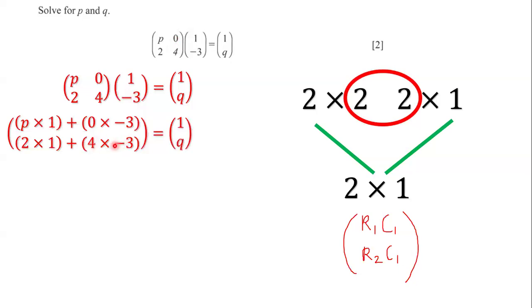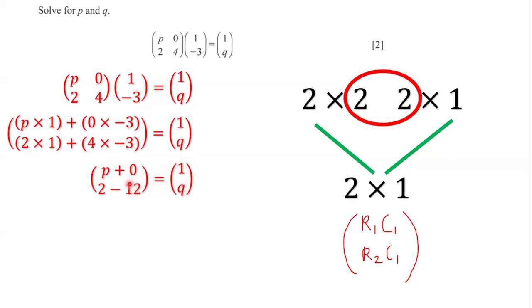And so what we're going to do is simplify this matrix. P times 1 is simply P. 0 times -3 is 0. 2 times 1 is 2. And 4 times -3 is -12. And so this is what we have on the left side, and this is going to be equal to the matrix with 1 over Q.